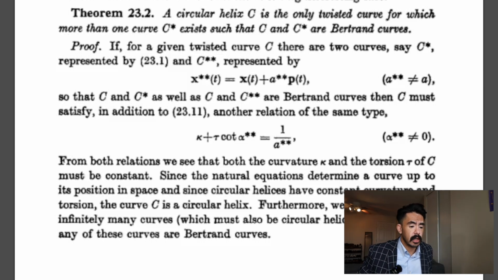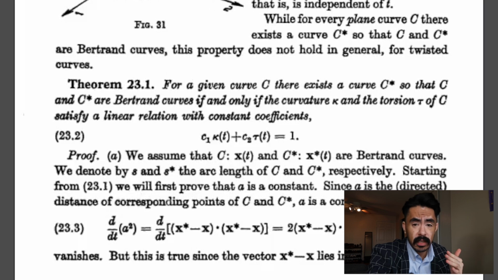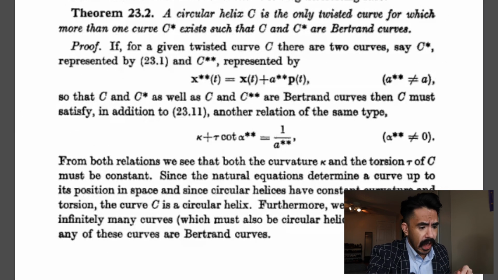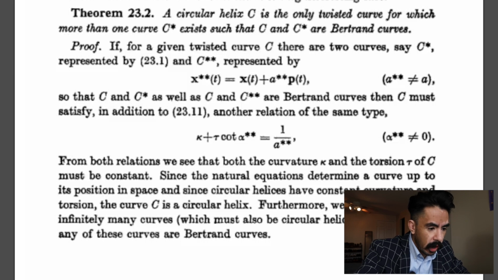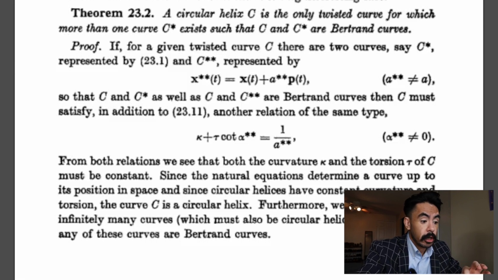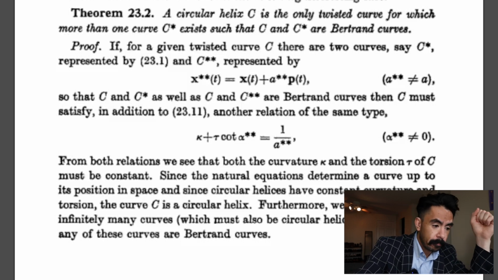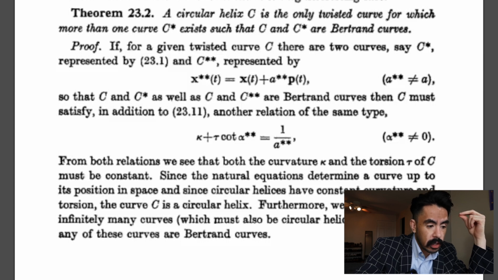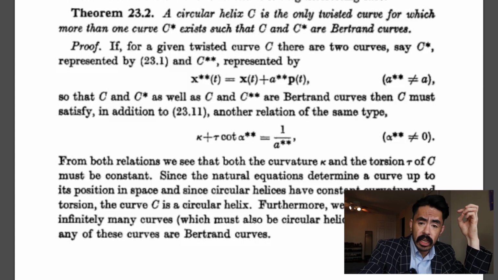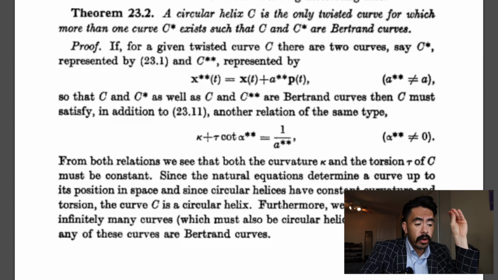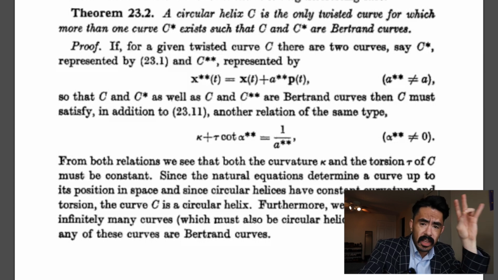If for a given twisted curve C, there are two curves, say C star represented by x star of t equals x of t plus a of t times vector p of t, and C double star represented similarly by x double star of t equals x of t plus a double star times p of t, where a double star does not equal a, so that C and C star as well as C and C double star are Bertrand curves, then C must satisfy, in addition to the relation kappa plus tau times cotangent of alpha equals 1 over a, another relation of the same type, kappa plus tau times cotangent of alpha double star equals 1 over a double star, where alpha double star is non-zero.